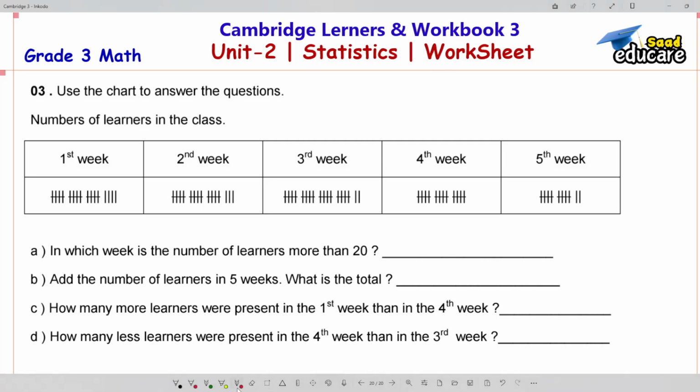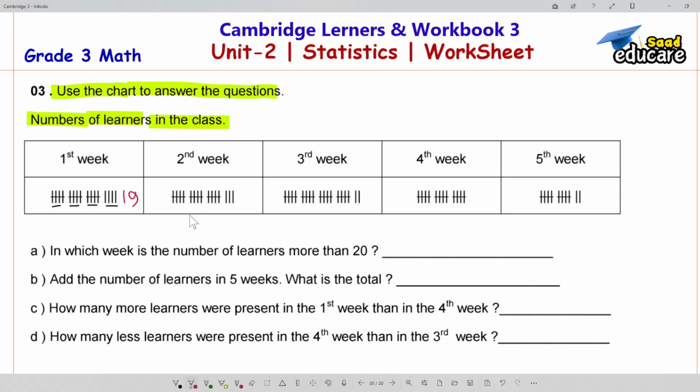Third question of this lecture, use the chart to answer the questions. Numbers of learners in the class. So first week, here is 5, 5, 5 and 4. It means 5 times 3 is 15, 15 plus 4 is 19 learners will come in the first week.